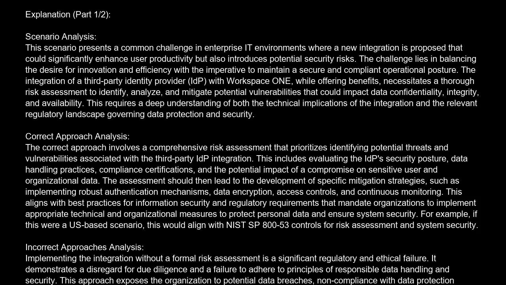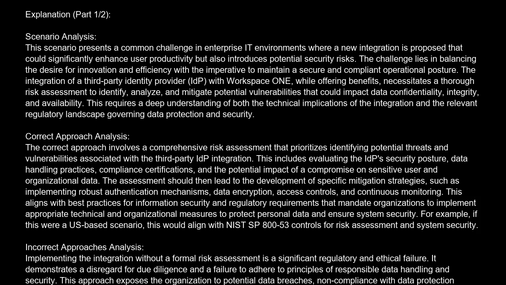The correct approach involves a comprehensive risk assessment that prioritizes identifying potential threats and vulnerabilities associated with the third-party IDP integration. This includes evaluating the IDP security posture, data handling practices, compliance certifications, and the potential impact of a compromise on sensitive user and organizational data.